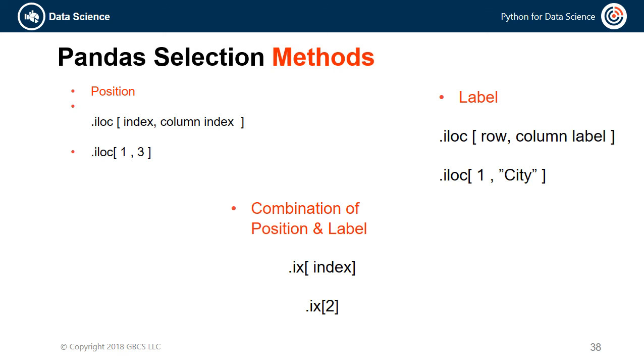When using loc for the label, we pass a number and a string for the column label we are selecting from. To select a single row including both position and label, we use ix.